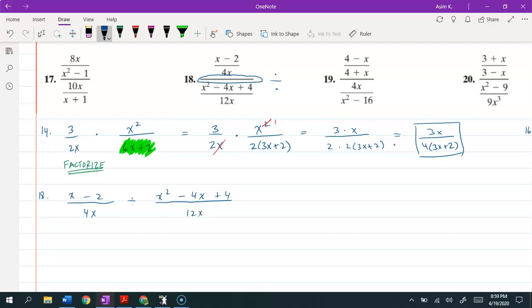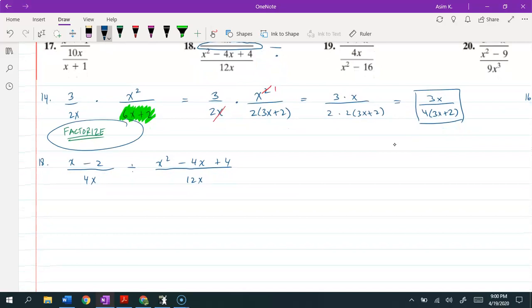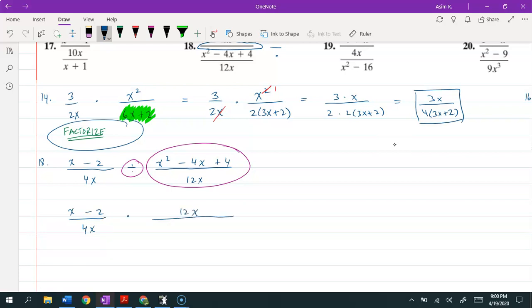Okay, so I think you know what I'm about to say here, right? Factorize. Look around, see if you can factorize anything. If you want, you can go ahead and flip the fractions first and then factorize. That's fine. If you feel like you might forget, then by all means, you can go ahead and say x minus 2 over 4x multiplied by 12x over x squared minus 4x plus 4. But you still do need to look around and factorize.